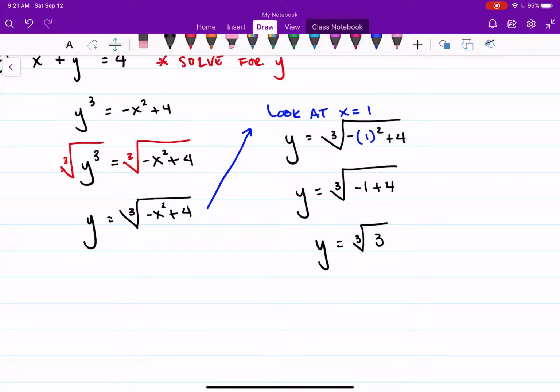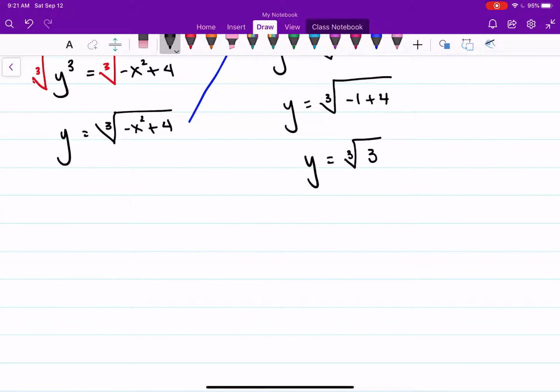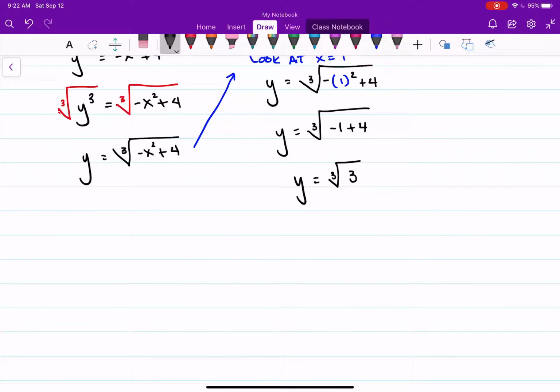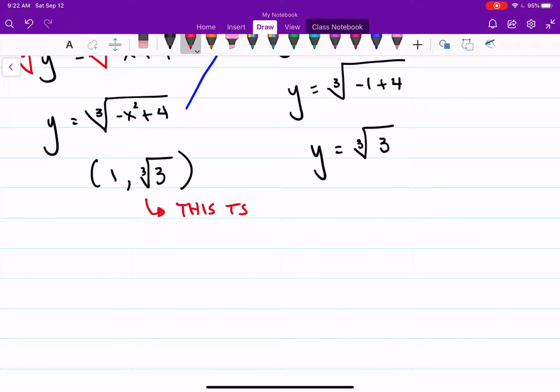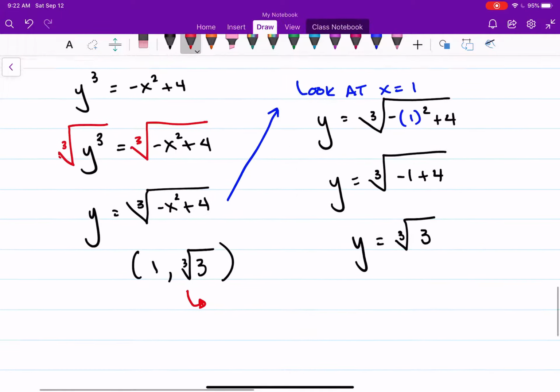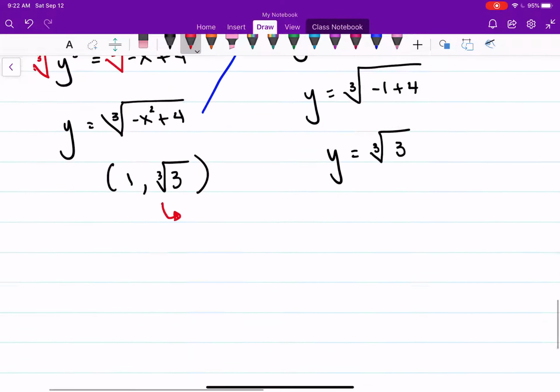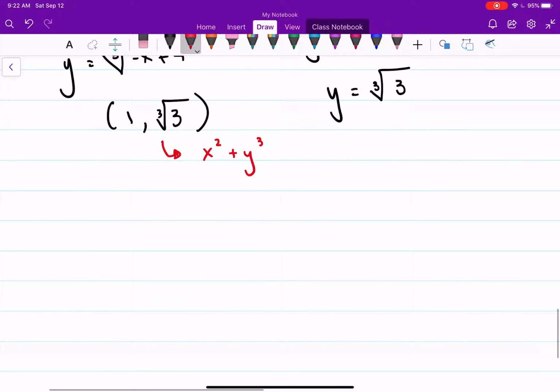So with that being said, did I get 2 answers? No, I only got 1 answer, right? No, because there's no plus and minus. Now with cube root, you don't get a plus and minus, because I can take the cube root of negative numbers and get negative numbers. So when x was equal to 1, I get the cube root of 3, and that's the only answer I get. So in this case, since for each x I only get 1 y, therefore this is a function. Let me write it properly: x squared plus y cubed equals 4 is a function. Okay, so there we go.